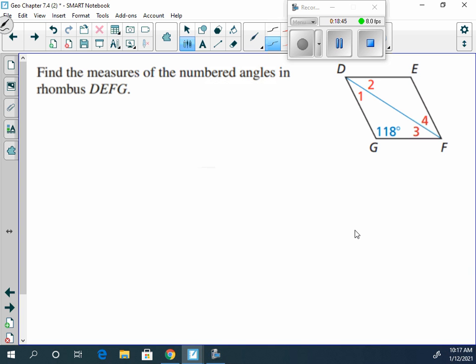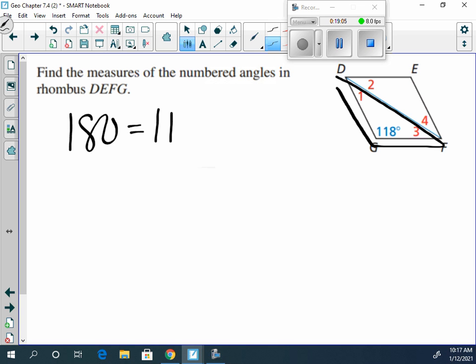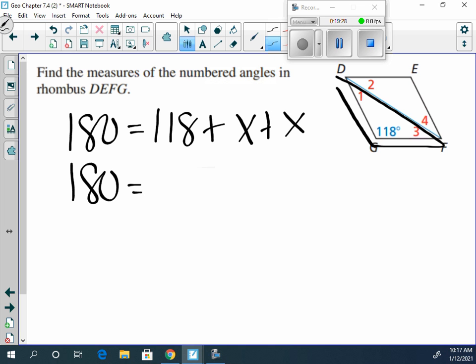And yes, we do have two triangles, don't we? So this triangle here, 1, 3, and 118, these here would add up to be what? 180, yes? So we could set that up, and I can say 180 equals what? 118 plus what? X and X, or 2X. Because I know angles 1 and angle 3 are congruent to each other, yes? So the value of 1 would be the same as the value of 3. So we can just both call them X. So X plus X would give us 2X plus 118.